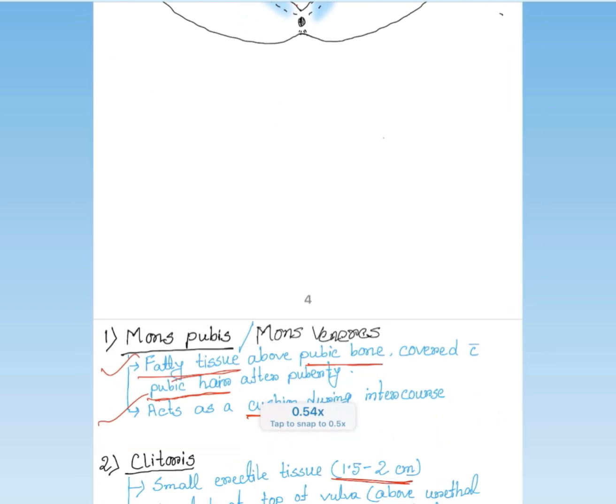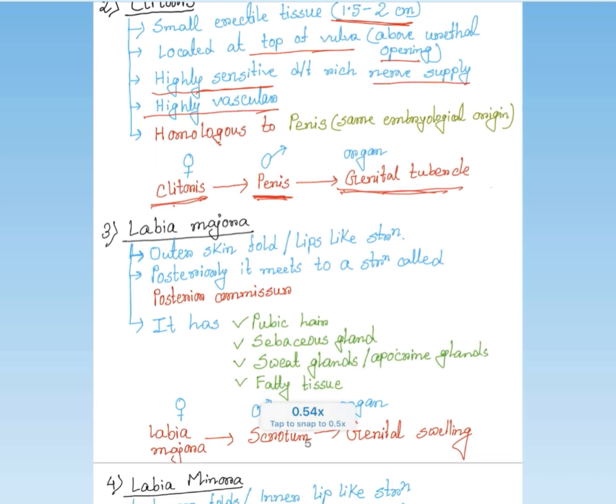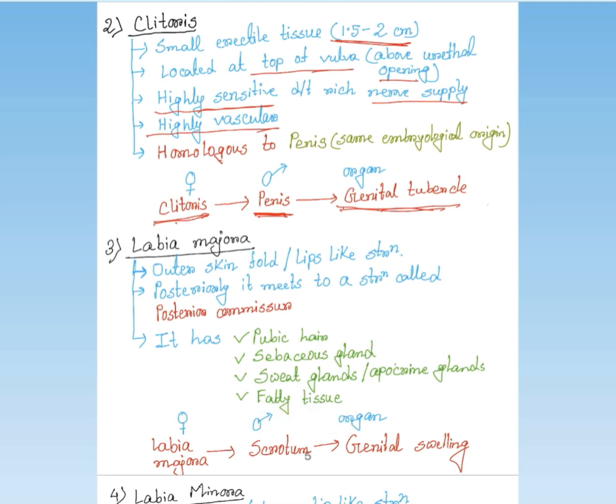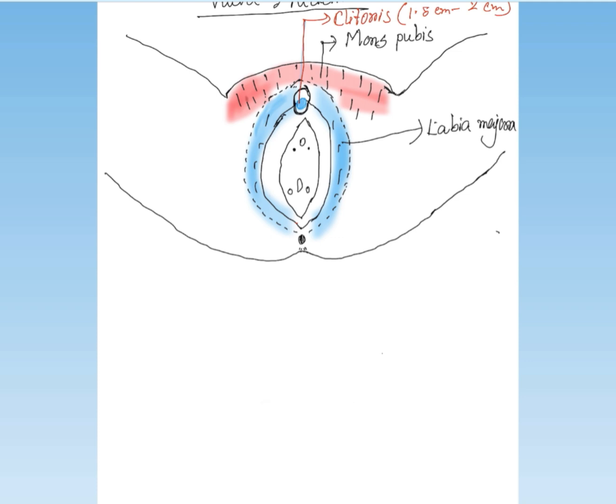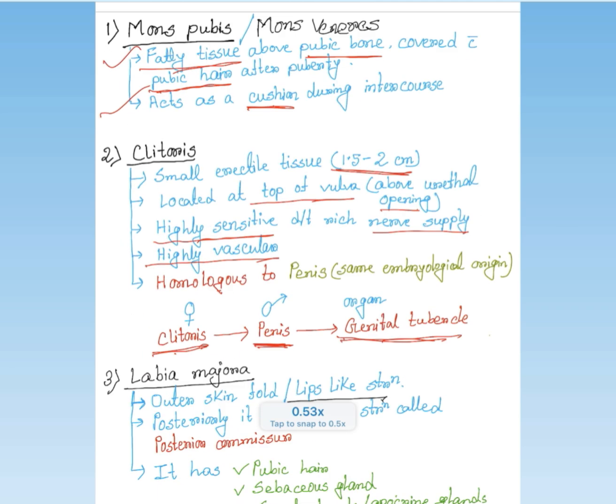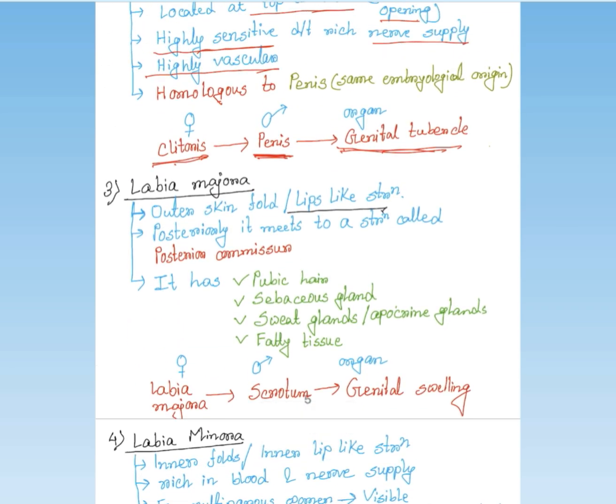So what will you remember from this labia majora? That it is the outer skin fold or outer lip like structure. And posteriorly, in this region, it meets and is called the posterior commissure. Posteriorly it meets and makes a structure of posterior commissure.